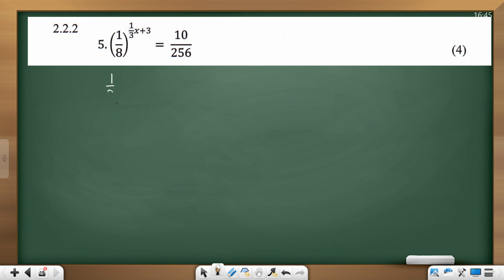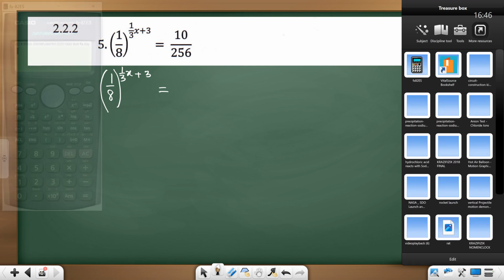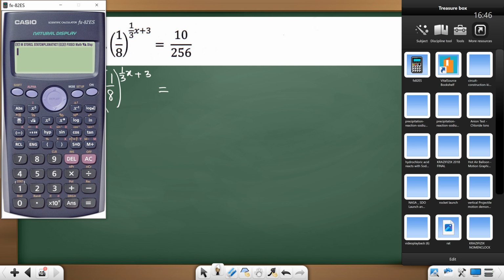So 1 over 8 to the power of that, plus that. Now, what is 10 over 5256 divided by 5? I think that should give you what? 2 over 256. Do you want to check on your calculator? Yeah, that should be 128. So you divide and leave your variable on the left hand side.